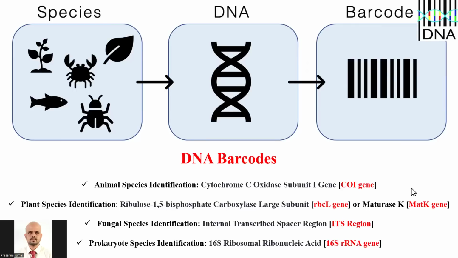matK usually works better for angiosperms, and for gymnosperms, rbcL works better. But for many plant species, you need to sequence both genes for species level identification. And for fungi, we have the internal transcribed spacer region. And for bacteria, even though we don't call it barcoding in microorganisms, still this is a taxonomic marker, the 16S rRNA gene.